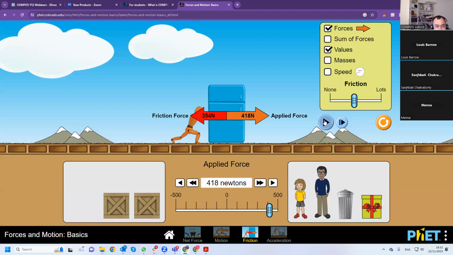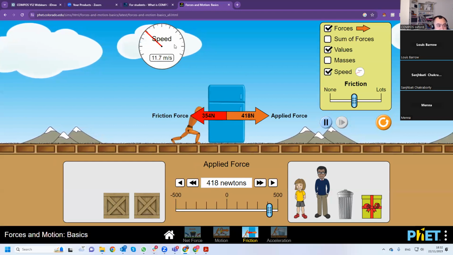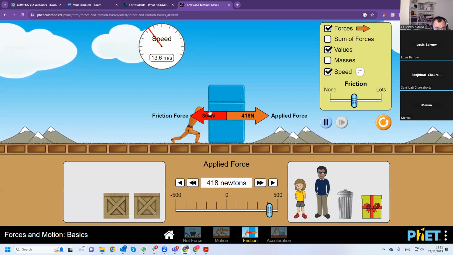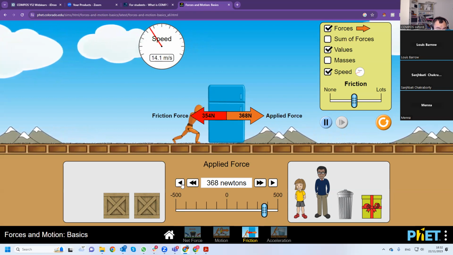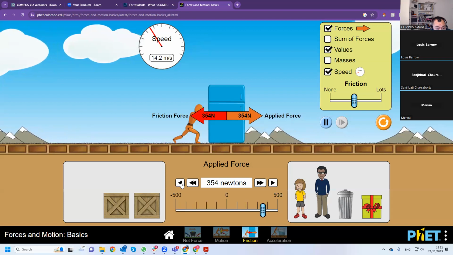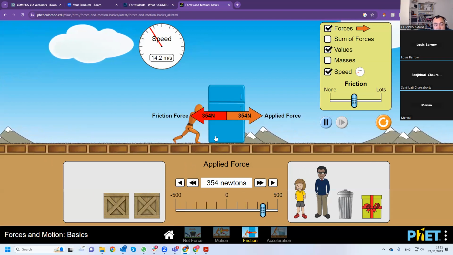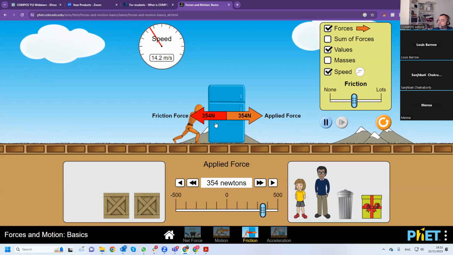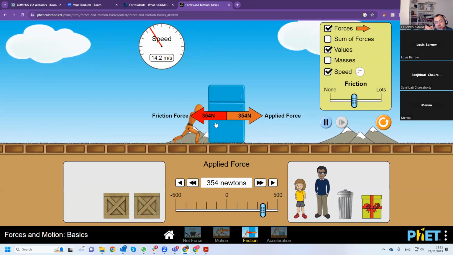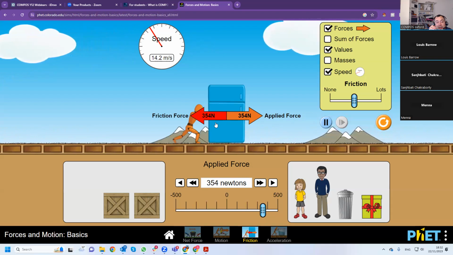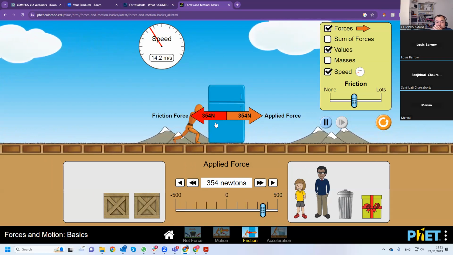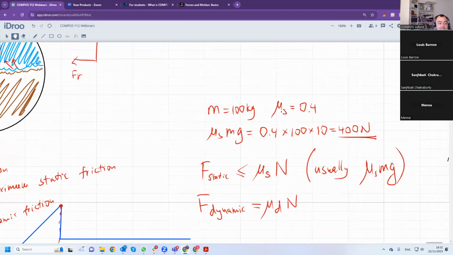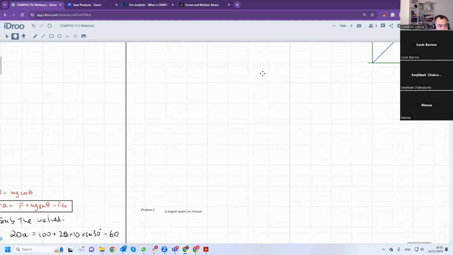So once more, when I'm pushing and it's accelerating, you see the speed is increasing because the applied force is greater. But I don't need to push that hard anymore. Once I got the fridge to move, I can reduce the force to 354, and the fridge will keep moving with a constant velocity. So you need a bigger force to get it moving, and then you can push with a lower force to allow it to move with constant speed. So that's friction for you, and it's a very interesting force.